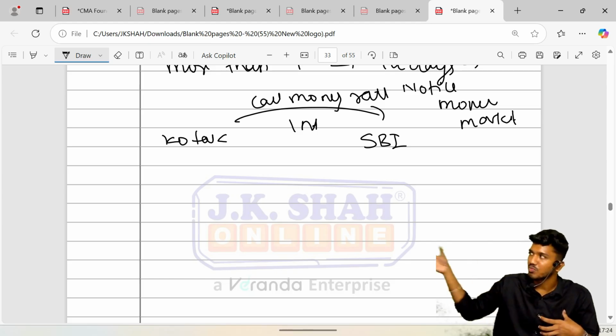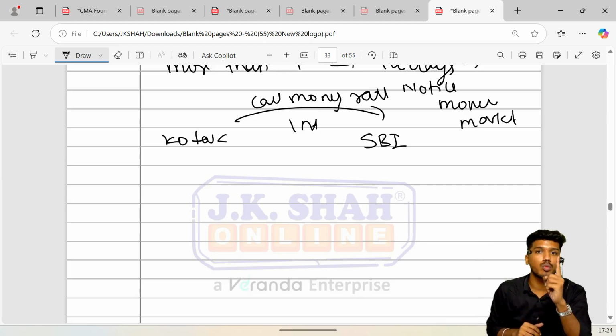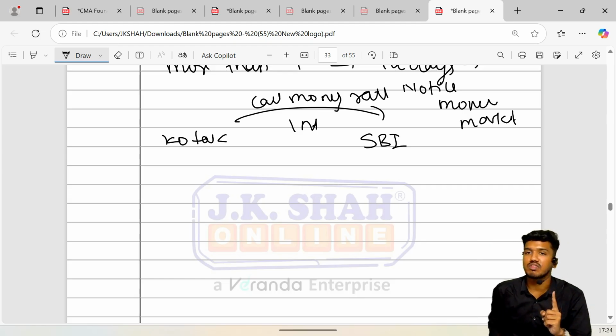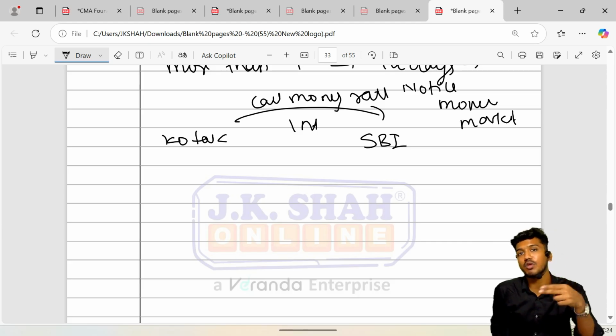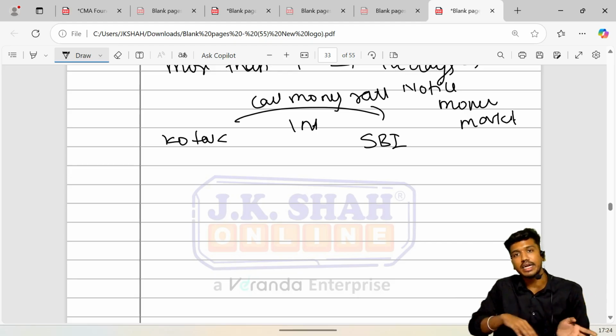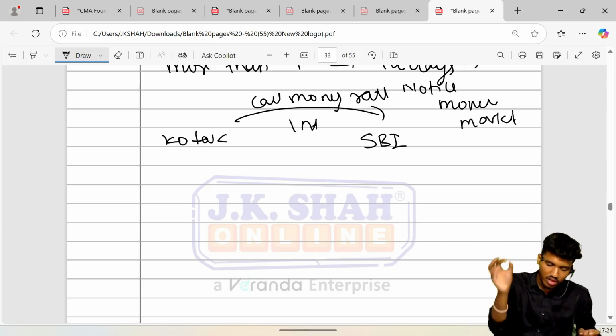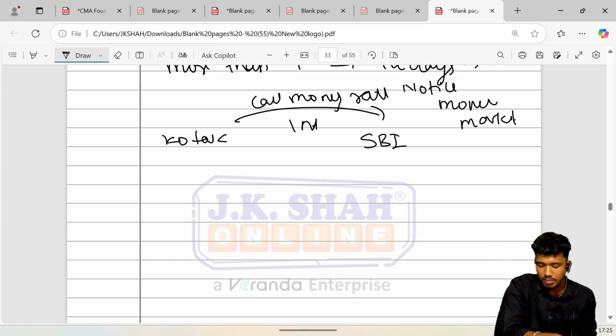Only Kotak Bank is borrowing money from SBI. If they're borrowing for one night or one day, it is called call money. And if they're borrowing for more than one day but up to 14 days, it is called notice money. Okay, and interest will be required to be paid by Kotak to SBI, and that will be called a call money rate. That is called a call money rate.